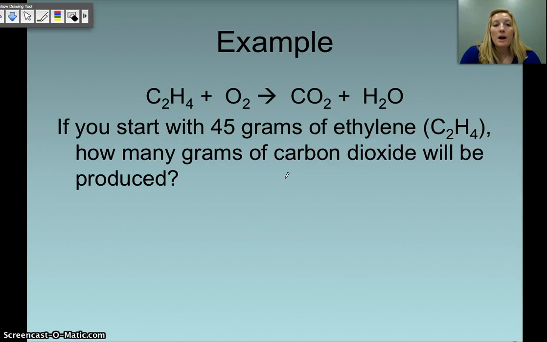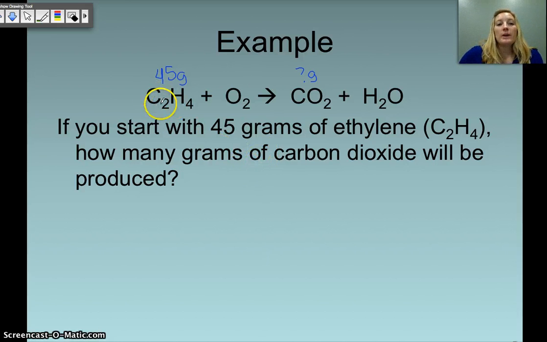So let's try this out with an example. If we have 45 grams of ethylene, how many grams of carbon dioxide will be produced? So we have 45 grams of this one, and we are looking for the number of grams of CO2. Now, what's the first step whenever you see that reaction? You should say to yourself, I got to balance it.